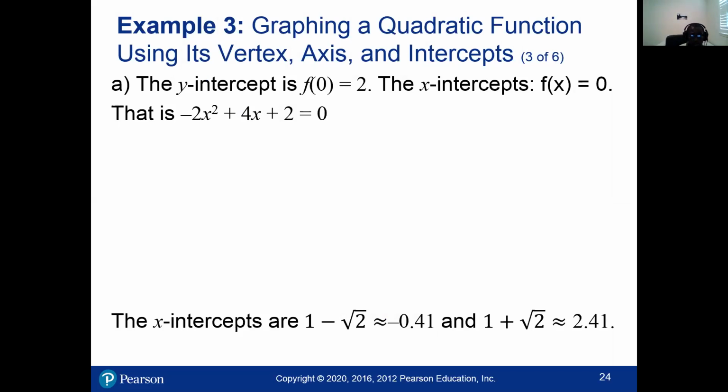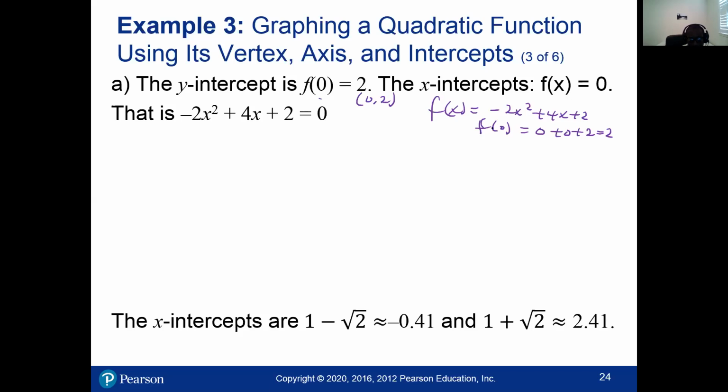Now, what is the y coordinate? We want to find the intercepts. Part A says find the concave, or we know it's concave down. The y-intercept is f of 0. How do we get that? f of x is equal to minus 2x squared plus 4x plus 2. So f of 0 is going to be 0 plus 2, and that's where we got the 2 from. So the y-intercept has the coordinates 0, 2.